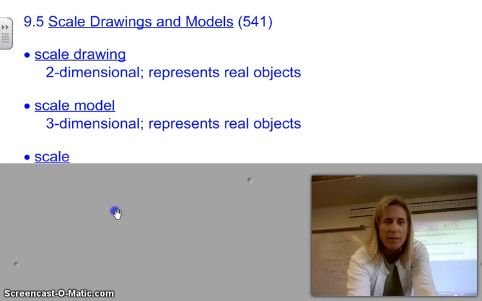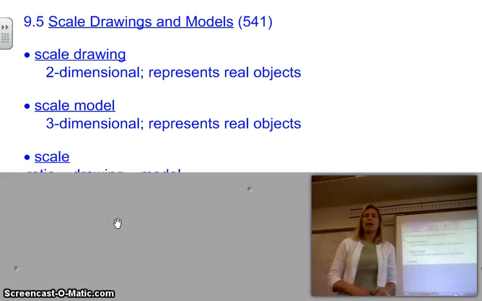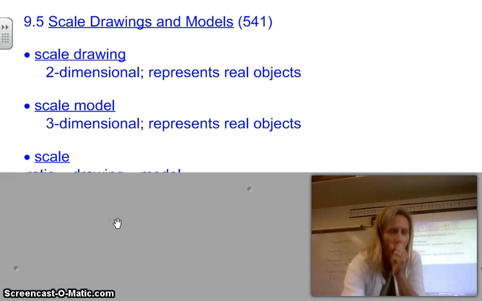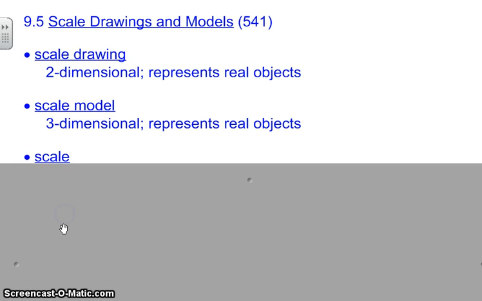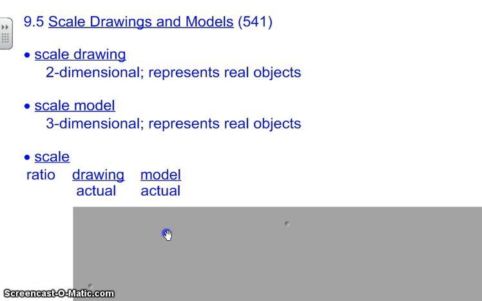Before we do, let's talk about scale. We kind of had an intro to this last Friday. When we were dilating things, we multiplied by a scale factor, didn't we? And that's exactly what we're doing today. It's some ratio. The scale is a ratio of the model to the actual, or the drawing to the actual.